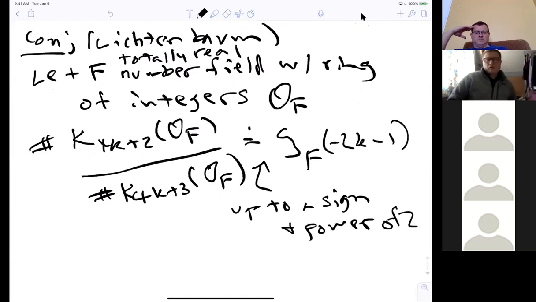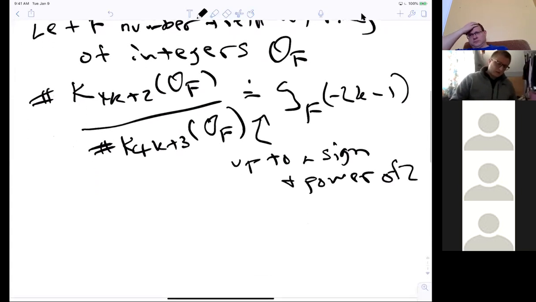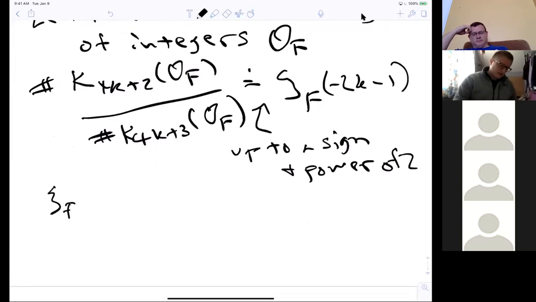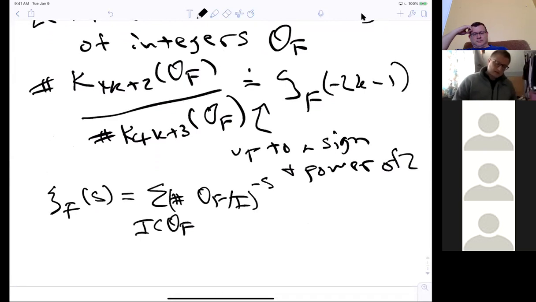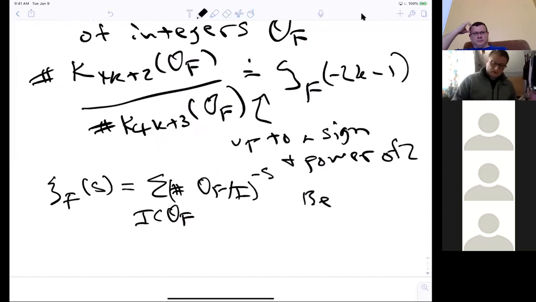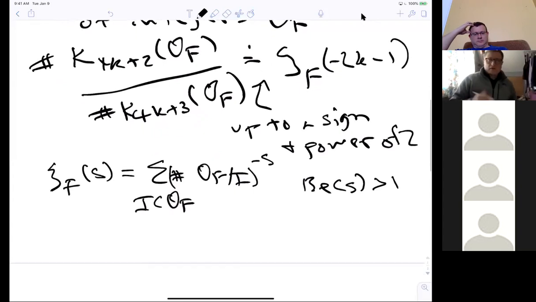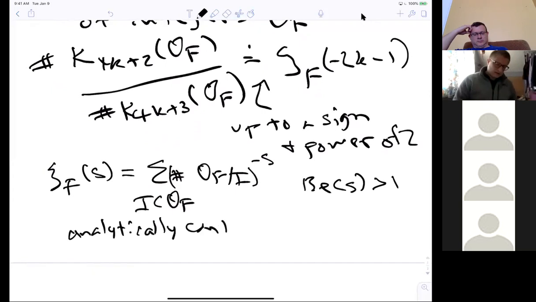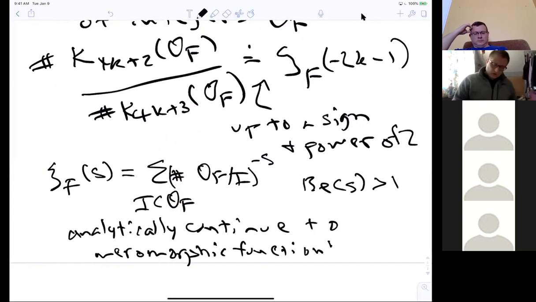I realize this is a homotopy theory audience, and so not everyone will be familiar with these zeta functions. So let me give a brief definition. Zeta_F of s is the sum over all ideals I contained in O_F of the order of O_F mod I, taken to the negative s. That's how you define it for the real part of s greater than 1. Then you analytically continue to get a meromorphic function with a simple pole at 1.